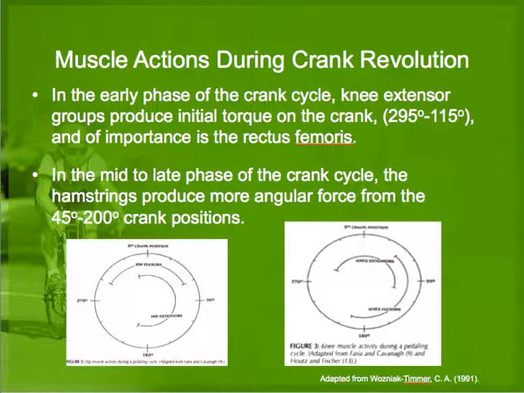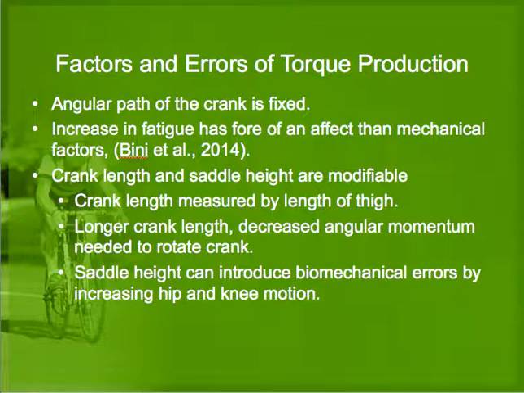In the early phase of the cycle, knee extensor groups produce initial torque on the crank, in particular the rectus femoris. In the knee flexors, the hamstring produces more angular force during the 45-degree to 200-degree crank positions. Crank is maintained by the constraints of the angular path of the pedal. Angular force and torque are more affected by fatigue or poor posturing on the bicycle.